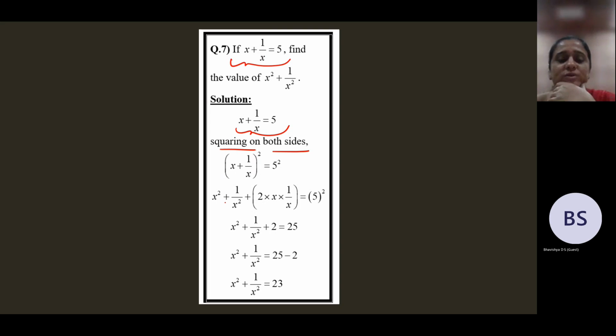So a plus b, the whole square is a square plus b square plus 2ab. You can write a square plus 2ab plus b square, or a square plus b square plus 2ab. Both are the same. A square plus b square plus 2ab is equal to 5 square. That is 25.